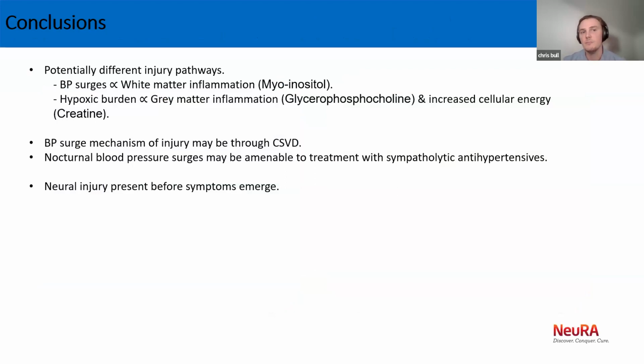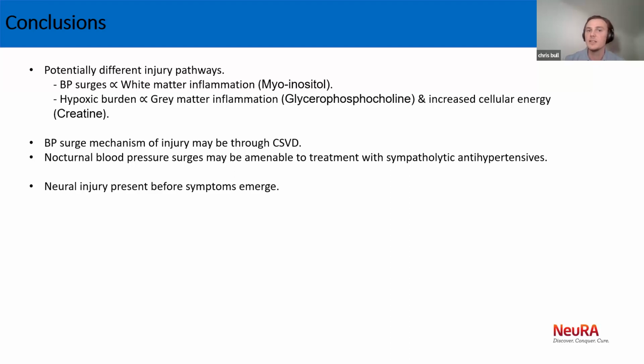So what does this really mean? Well, this study is suggesting that there's perhaps two different pathways. We're not trying to invalidate the hypoxic burden. We think that definitely exists, and it's definitely something to be mindful and watch out for. But this seems to be influencing mostly the grey matter. And conversely, this novel metric, this blood pressure surge frequency, it seems to be influencing the white matter.